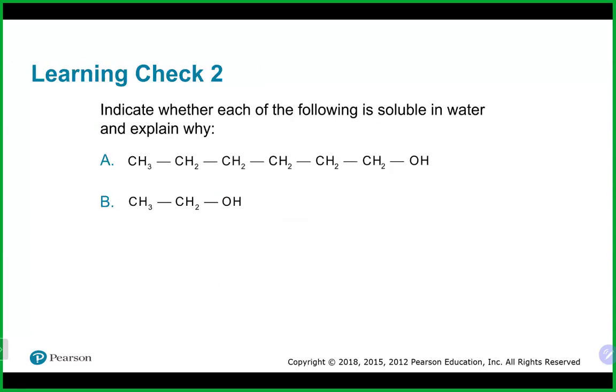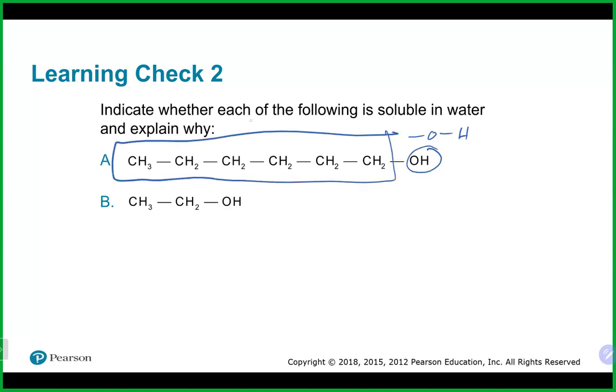All right, indicate whether each of the following should be soluble in water or not, and explain. Would the first one be soluble in water? It would not. Although it is an alcohol, and it does have that polar bond, it has a lot of non-polarness right over here. Because of that long non-polar chain, it's going to make it probably insoluble in water.